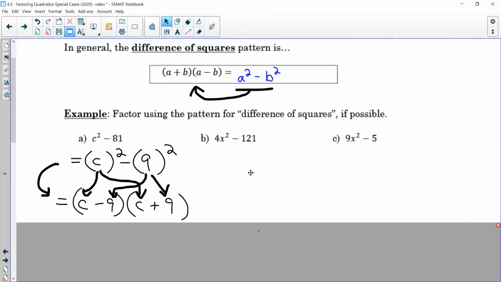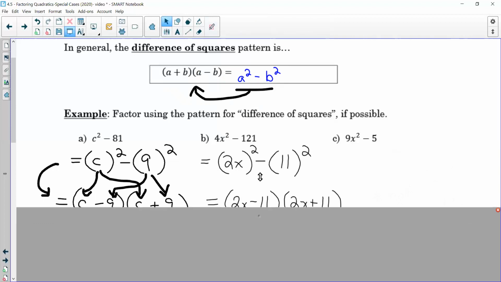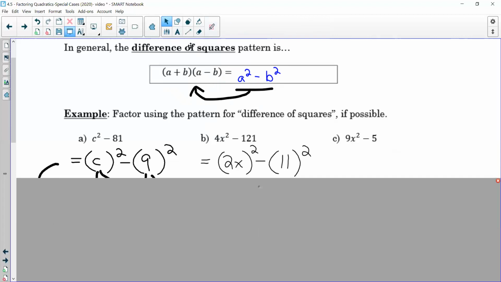And we'll see hopefully the same thing appear in this next one. So again, here we have the 4x squared, as we've seen before, it can be rewritten as 2x all squared, as it's a perfect square. We've seen 121 written as 11 squared, and a difference in between them.